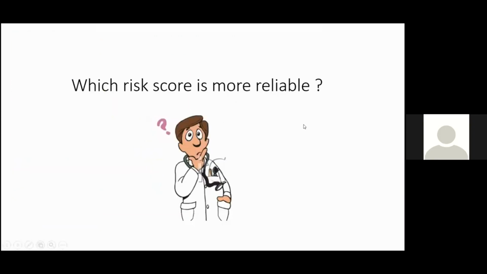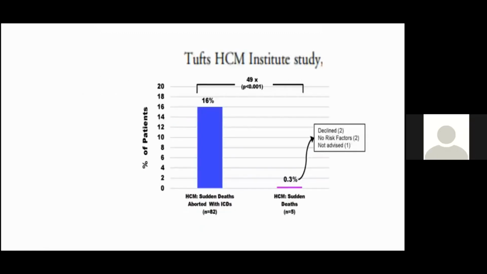Now, which risk score is more reliable, and which one should we use in order to assess sudden cardiac death in our patient? As we have noticed, according to the European guidelines, the patient falls into a low risk category, and according to the American guidelines, the patient has a 2A indication for an ICD.